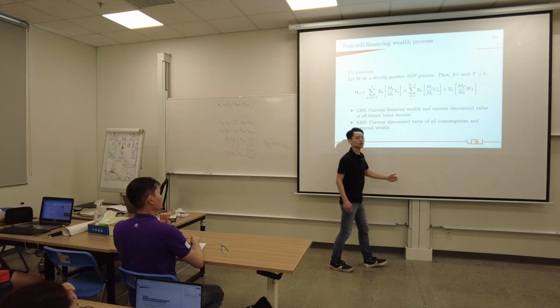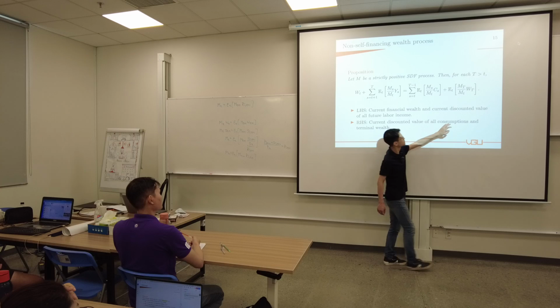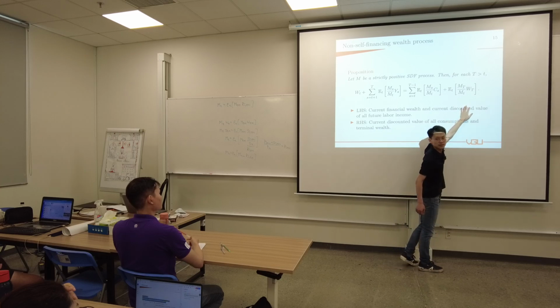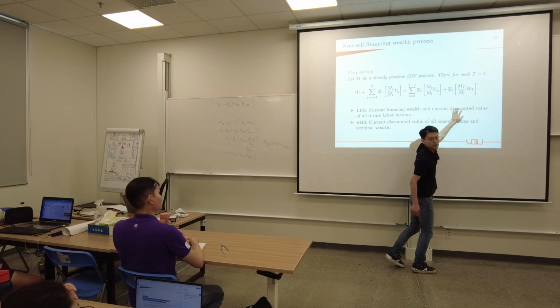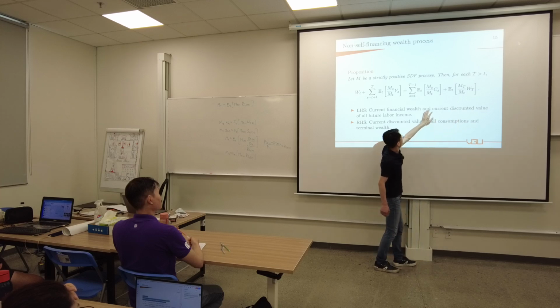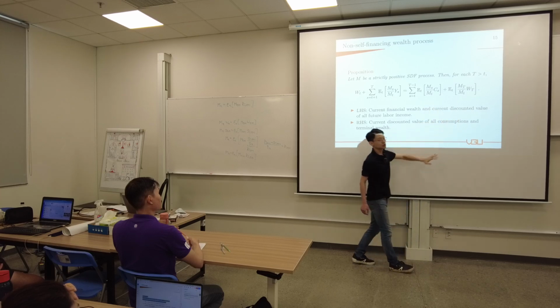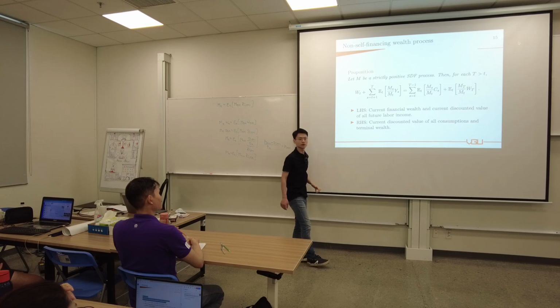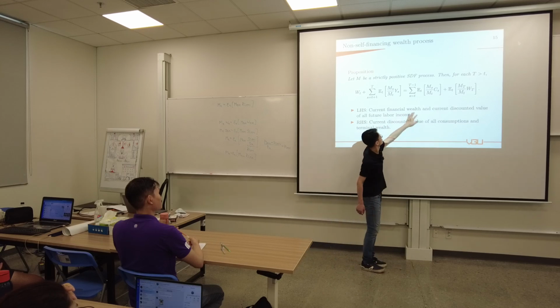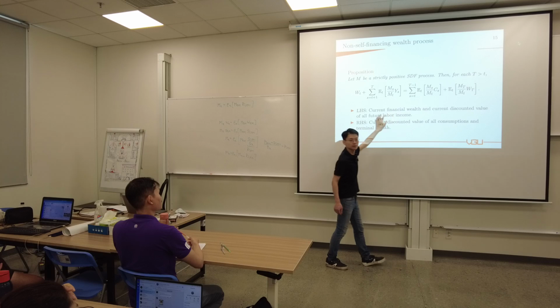So on the last day when he's dying, and he knows, because we know what capital T is, on the last day he will consume everything. Then on the right-hand side we have the total value of consumption. So these two, the left-hand side and the right-hand side, should be the same.